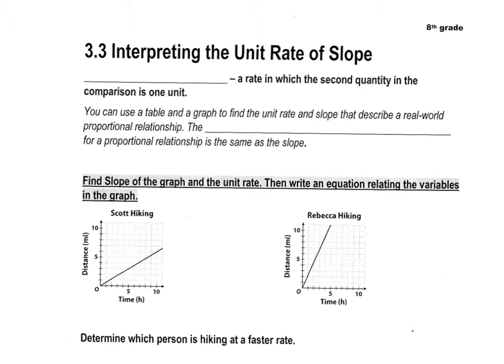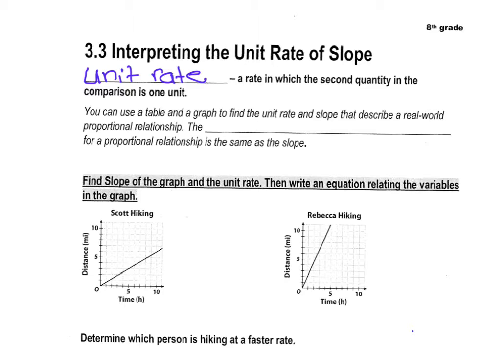Okay, so 3.3 is interpreting the unit rate of slope. So our slope's denominator is going to have to be 1, but it's super easy, okay? A rate in which the second quantity in a comparison is 1 unit is a unit rate. We're going to be making that denominator of your slope 1, okay? So you can use a table and a graph to find unit rate and slope that describe real-world proportional relationships.